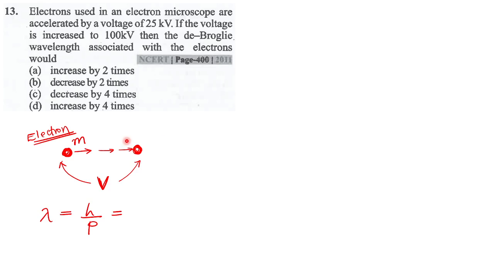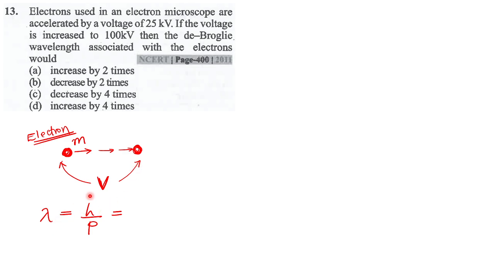This question says that there is an electron having mass m, which is to be moved from one point to another point by applying some potential difference V. We are not applying any force. Instead, we are applying some potential difference V to move the electron, or to get some velocity.